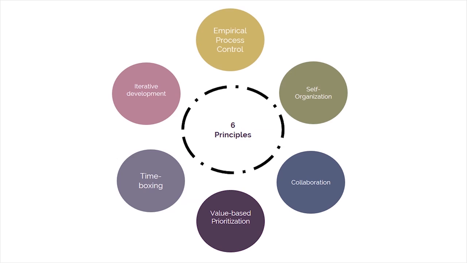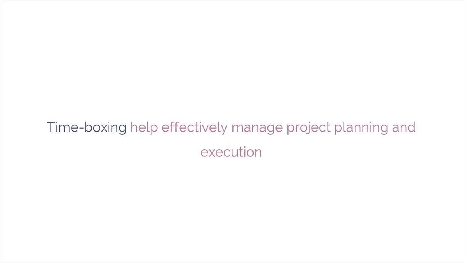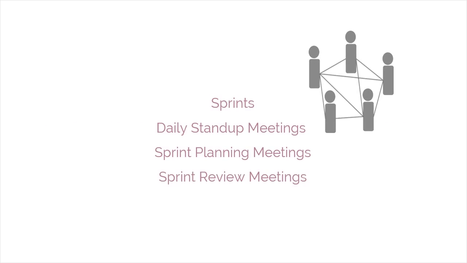The fifth principle is time boxing. This principle emphasizes time as a limiting constraint in Scrum. Time boxing is used to help effectively manage project planning and execution. Time-boxed elements in Scrum include sprints, daily stand-up meetings, sprint planning meetings, and sprint review meetings.